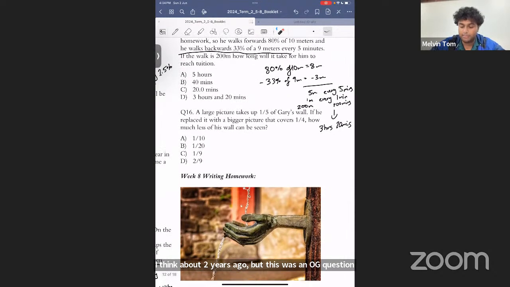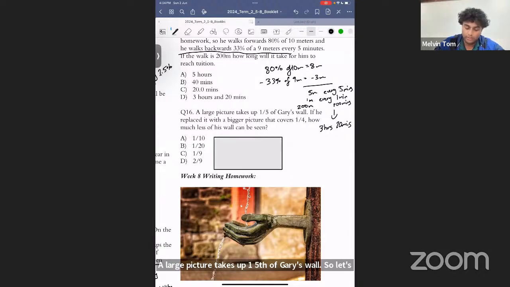A large picture takes up 1/5 of Gary's wall. So let's draw Gary's wall. So this is Gary's wall. There's a large picture that takes up his wall. Here's a better way to visualize it. So a large picture takes up 1, 2, 3, 4, 5. So a painting fills up 1/5 of his wall, right?